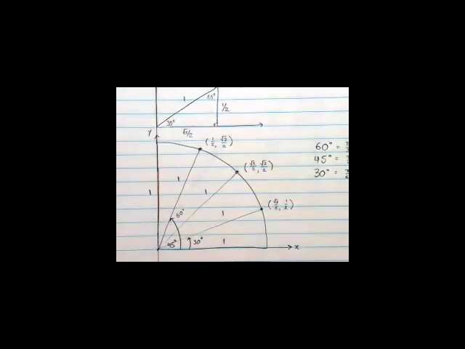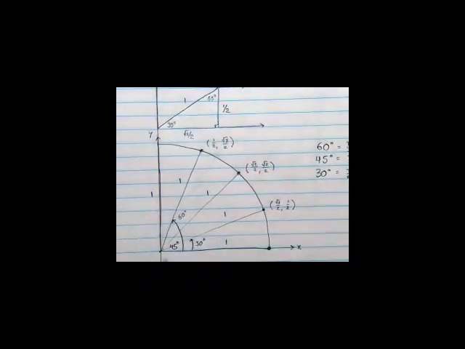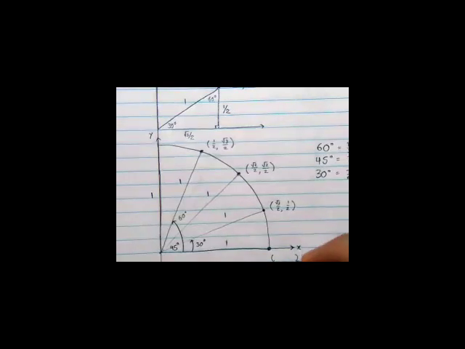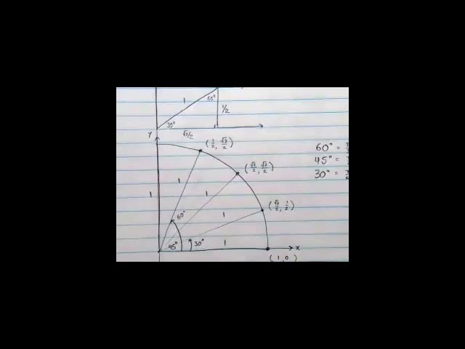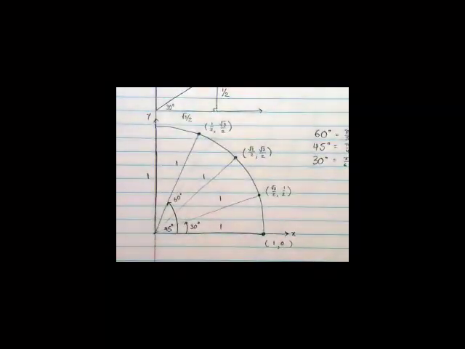What's the cosine of 0? 1. Because if I put an ordered pair over here, and this is 1 unit, what are the coordinates of that point? 1, 0. So what's the cosine of 0? 1, right? This is 0 degrees, right? I haven't rotated yet. Cosine is 1. What's the sine of 0? 0, right? Cosine, sine. Okay.